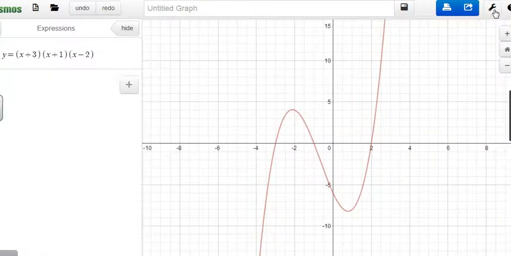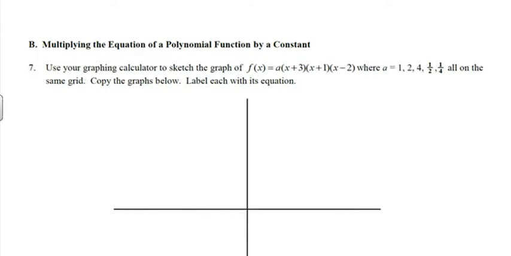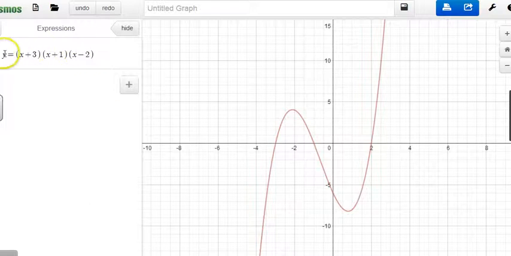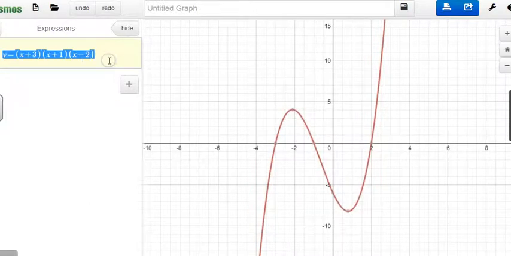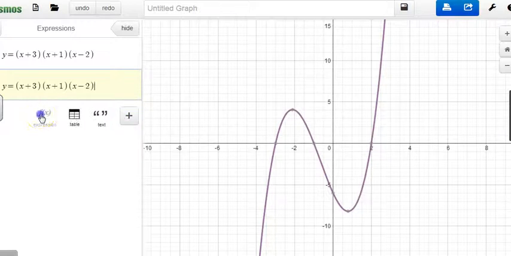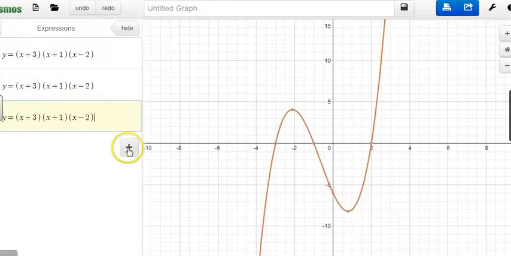Okay, now what? We were actually doing something. I want the same thing with 1. So we need 2, 4, a half, and a quarter. You label each equation. So I need the same thing. I'm just going to copy and paste it like 4 times. What do I need? 4, halves, right.